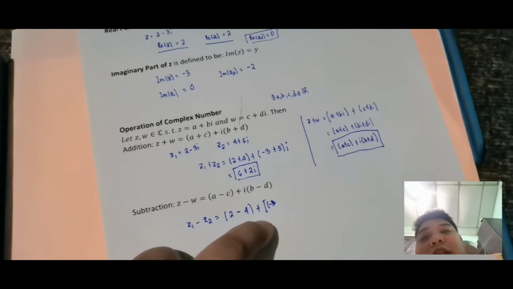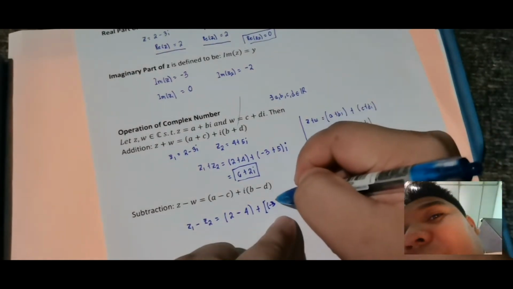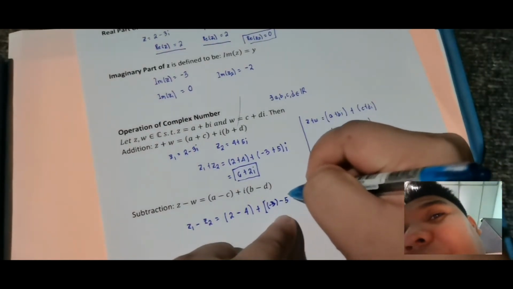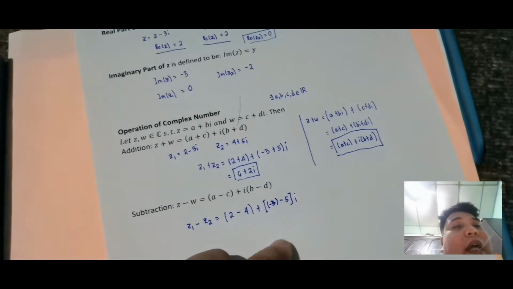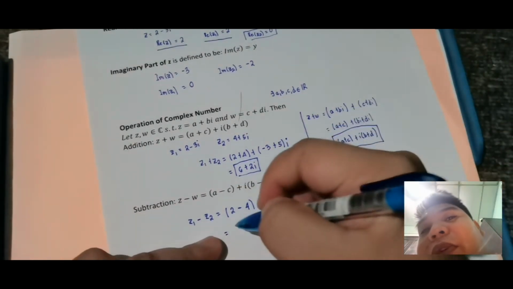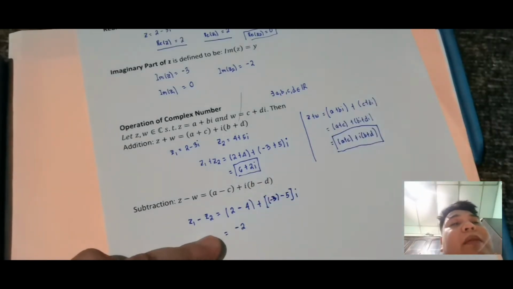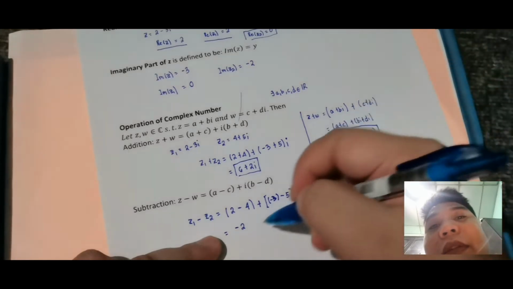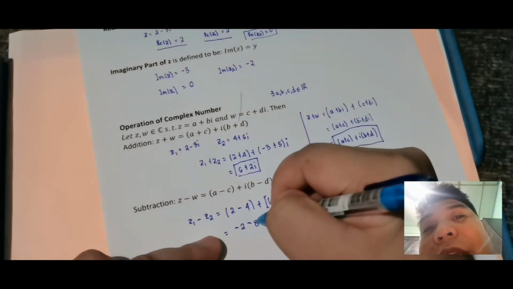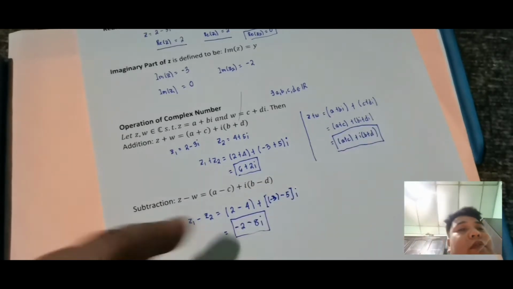Okay, then next. Yung ating d is 5. Okay, so that is minus 5. Then, attach ko si I. Okay, so sorry, medyo nalito ako sa part na yun. Then, next is equal to 2 minus 4 is equal to negative 2. Then, negative 3 minus 5 is negative 8. Then, that is minus 8i. So, therefore, ito yung kanyang sagot.